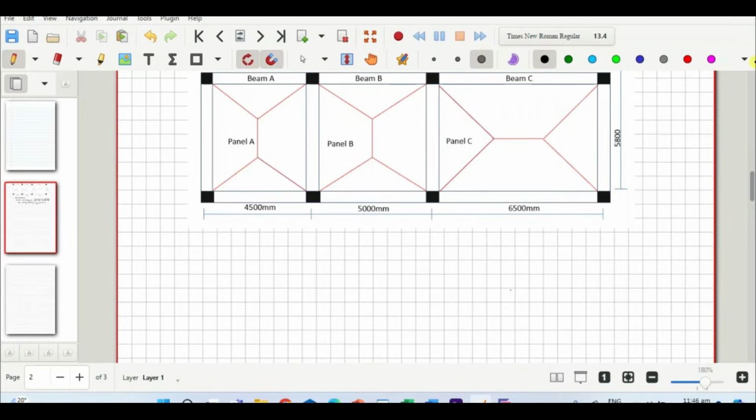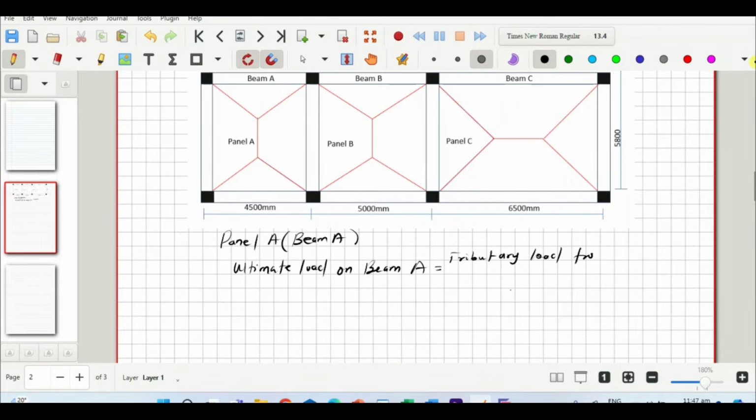So we start off with beam A, that is for panel A. So the loading on beam A would constitute the tributary load from the slab, and again, we'll consider the self-weight of the beam. So the ultimate load on beam A is made up of the tributary load from the slab and then the self-weight of the beam.